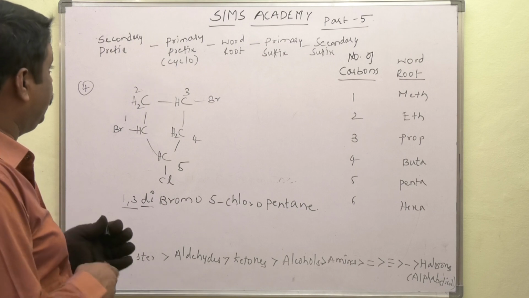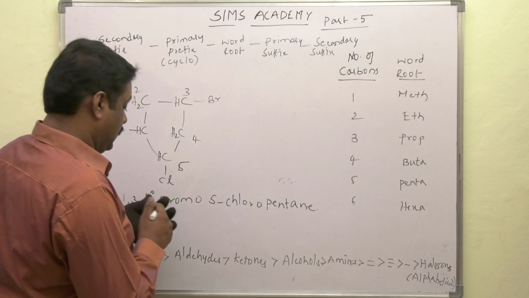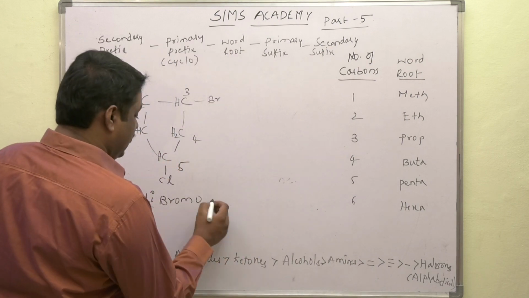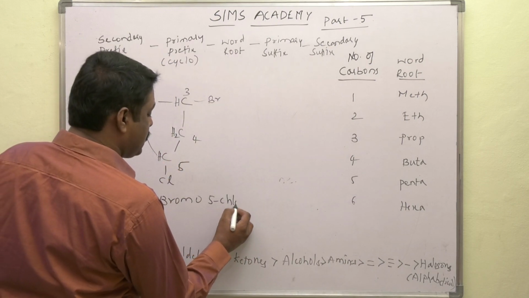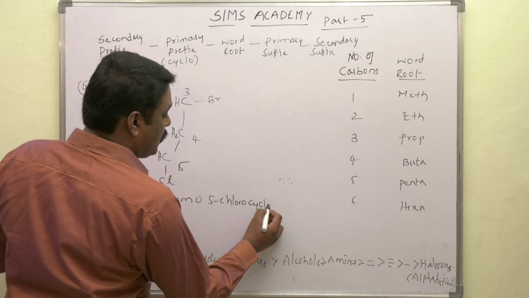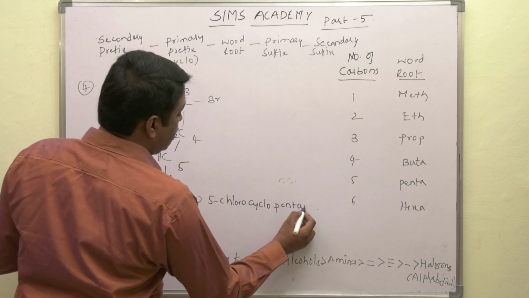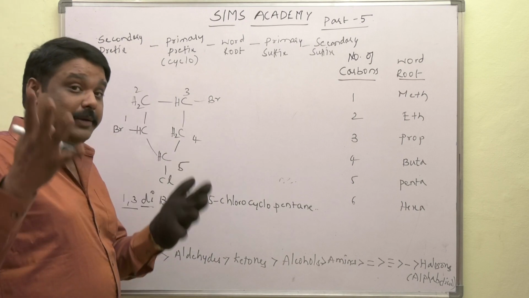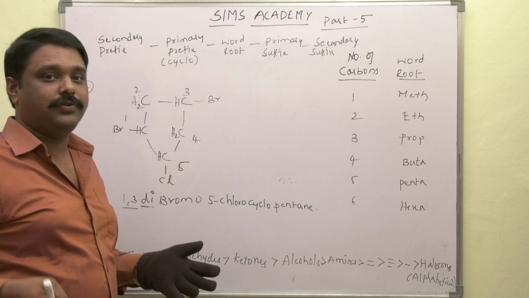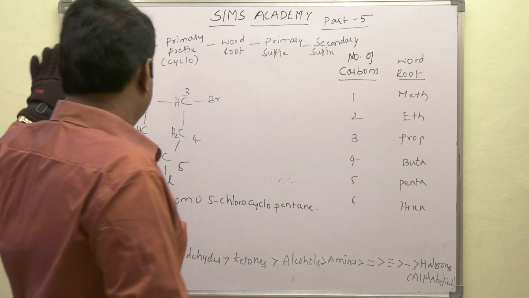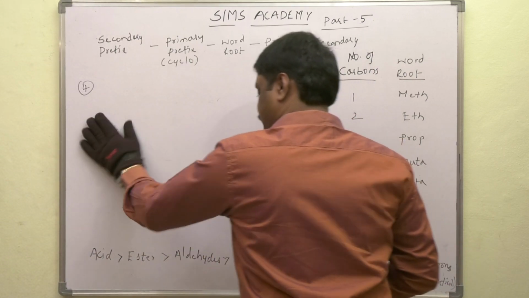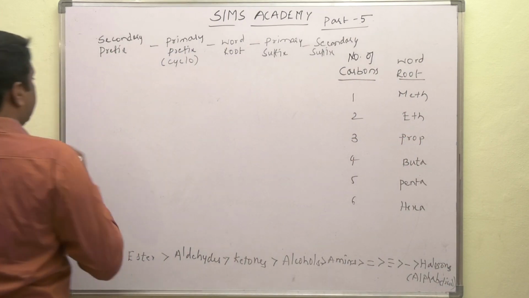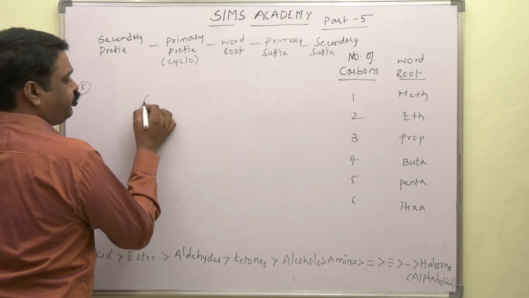I forgot here to give primary prefix. Okay, sometimes we forget. 1,3-dibromo-5-chlorocyclopentane. Okay. Because we did not mention the primary prefixes for the past 4 parts, I forgot. Let us move on to the next example, in which we take a double bond now.